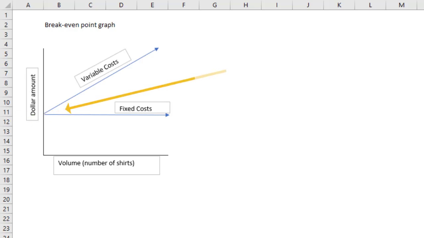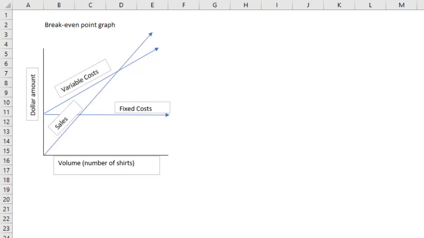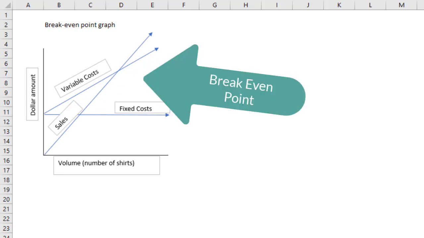Now, the reason I started out with variable cost at the fixed cost level is because we want to look at the total cost, which is the variable cost plus the fixed cost. So we're going to start out at 0 units of sales, and at that level the variable cost would be 0, but the fixed cost would be $7,000. Then as we make more sales of t-shirts, the variable costs are going to creep up. When we add the sales in there, we see that at some point the sales are going to overtake the variable cost. At the point where the sales equal the variable cost plus the fixed cost, that is where our break-even point is.